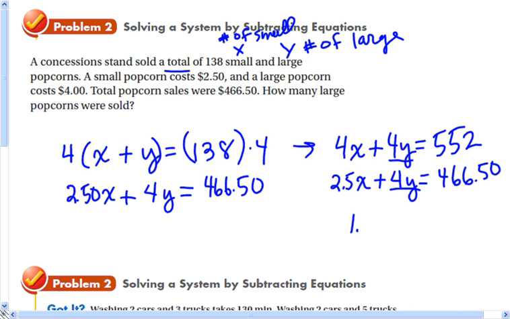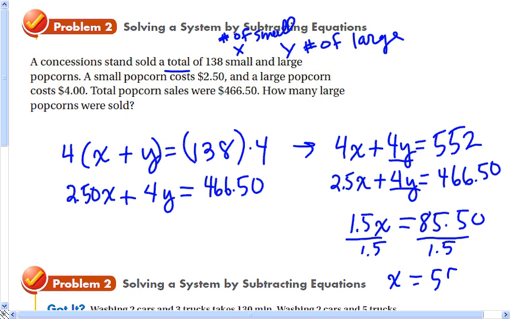4 minus 2.5 is 1.5x, and plus 0y, so I don't need that. Then I have to do 552 minus 466.50. And that equals 85.50. Now I need to divide both sides by 1.5. And that gives me x is equal to 57. So I sold 57 small popcorns.